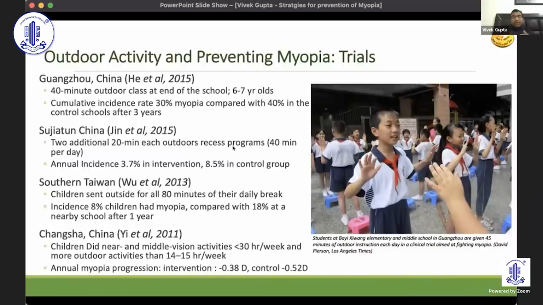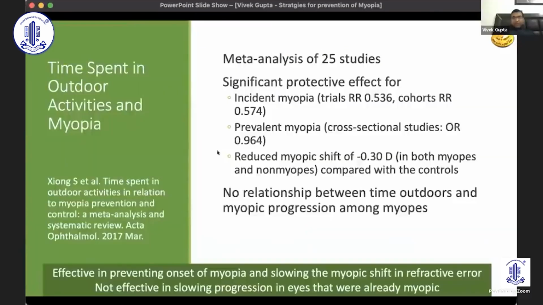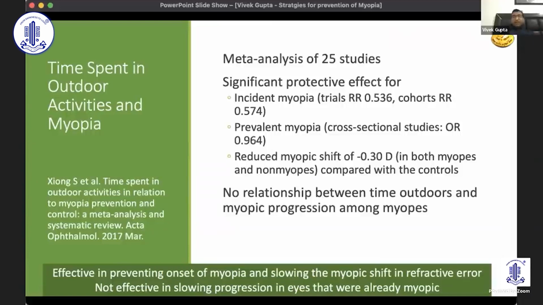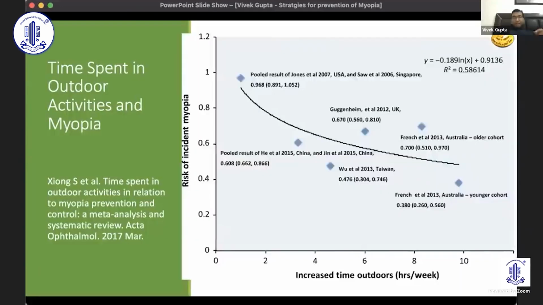So consistently, there is evidence from trials which shows that outdoor activity is preventing myopia. And the evidence is actually quite strong if we look at it. There was a meta-analysis of some of these studies, in which, again, they said that there was no relationship between time outdoors and myopic progression among myopes, but there was a significant protective effect for incident myopia from trials and prevalent myopia from cross-sectional studies. So there is evidence.